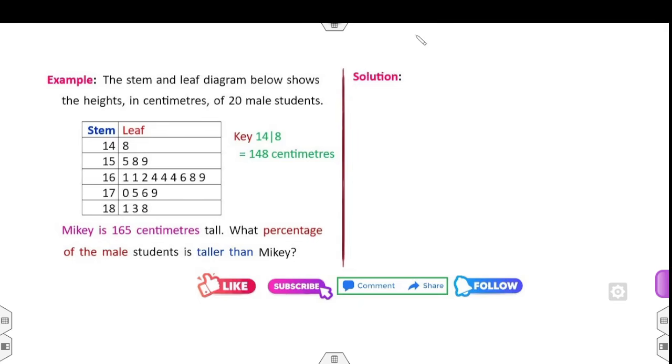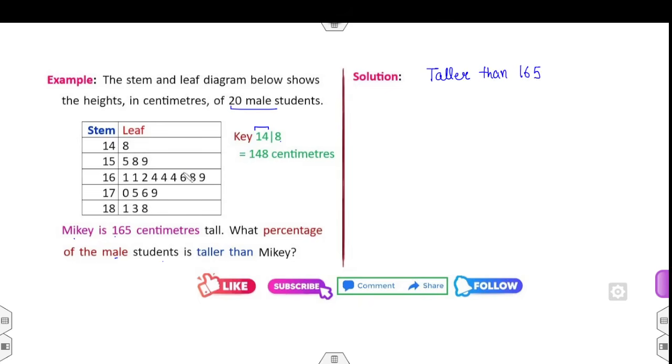The stem and leaf plot diagrams of the heights of the 20 male students are given below. Milky is 165 centimeters. So the 2 digits are my stem, the single digit is my leaf. What percentage of the male students are taller than Milky? So what is the height of Milky?